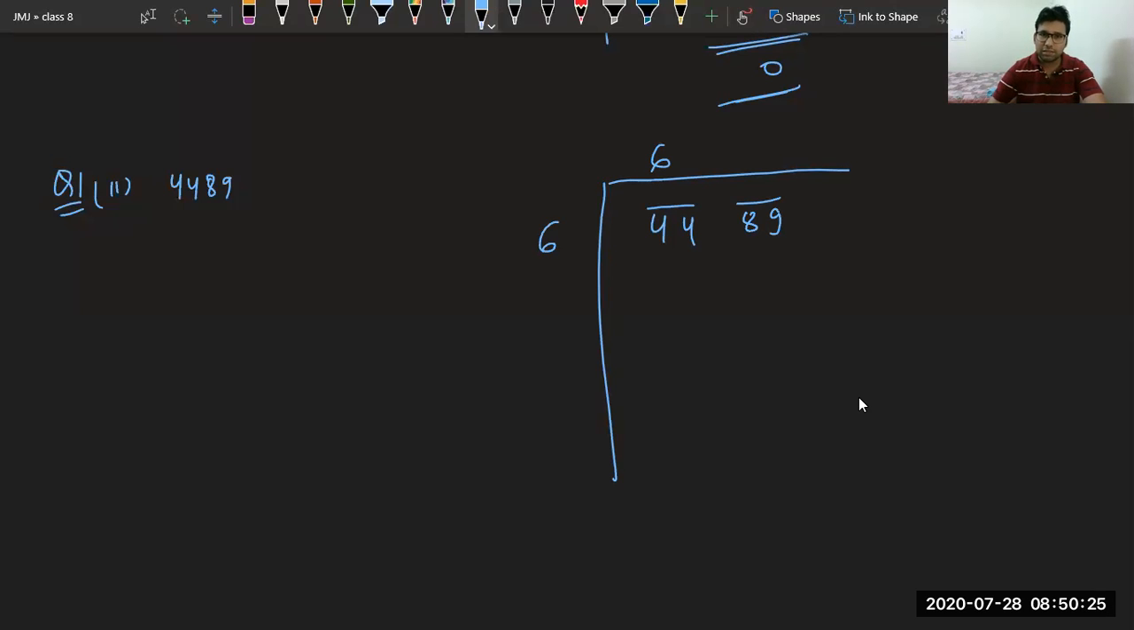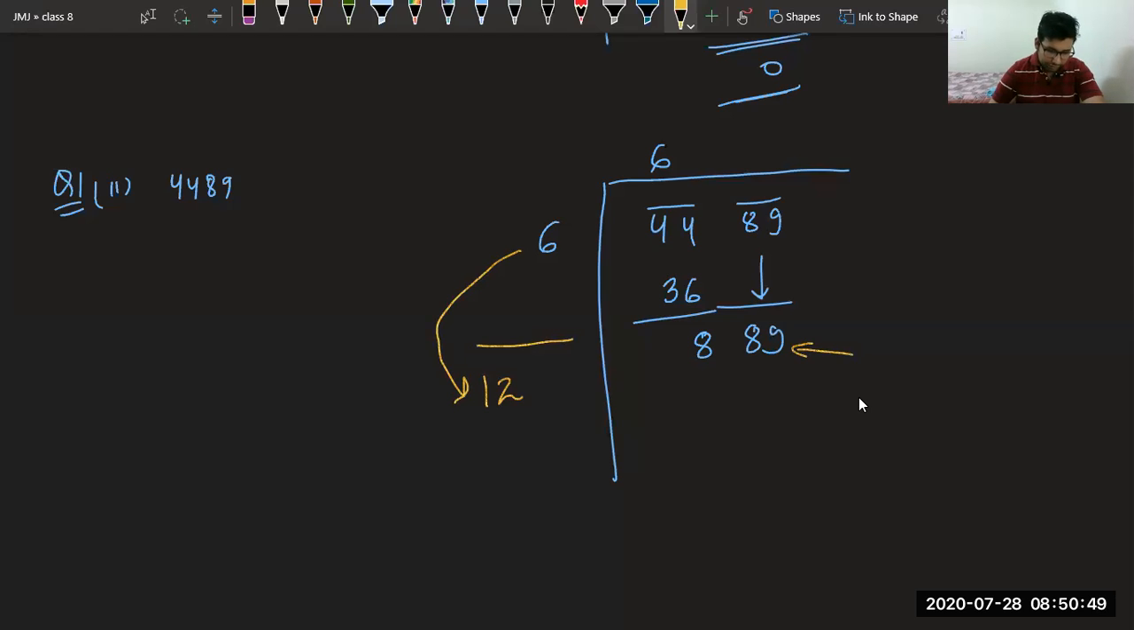6 6s are 36. We will get 44 minus 36 is 8, and then this 89 will come down as it is. Now, second step: we will make this 6 twice. It becomes 2 6s are 12. Now we want a number which gives you 9 at the unit place. We all know either 3 can give you, because 3 square is 9, or 7 can give you, because 7 square is 49. In both the cases 9 is coming.